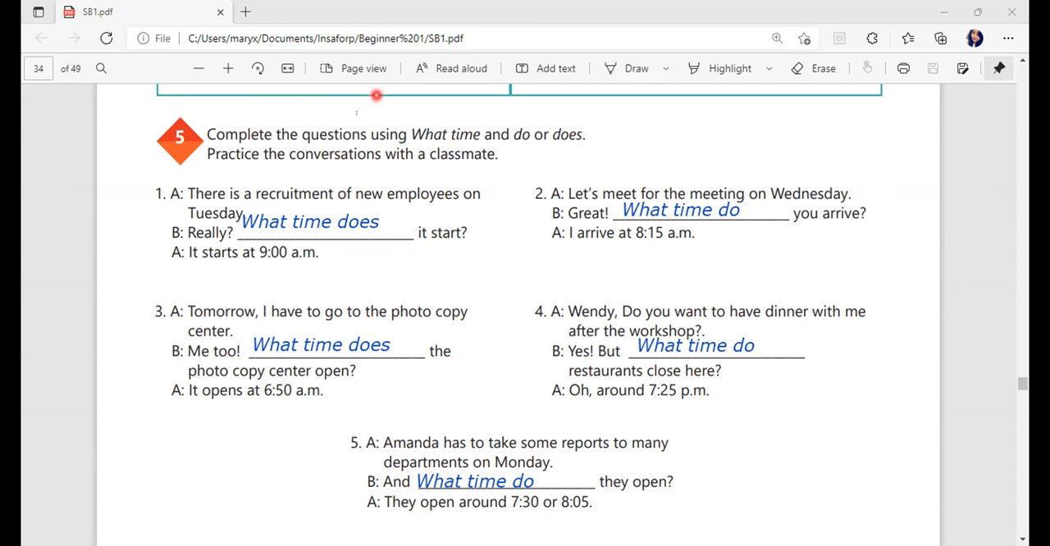Number five, please help me, Ana Ruth, letter A. Robinson, letter B. Ana Ruth, encienda su micrófono, no lo apague. Amanda has to take some reports to many departments on Monday. And what time do they open? Usted es letter A. Robinson es letter B. Okay.